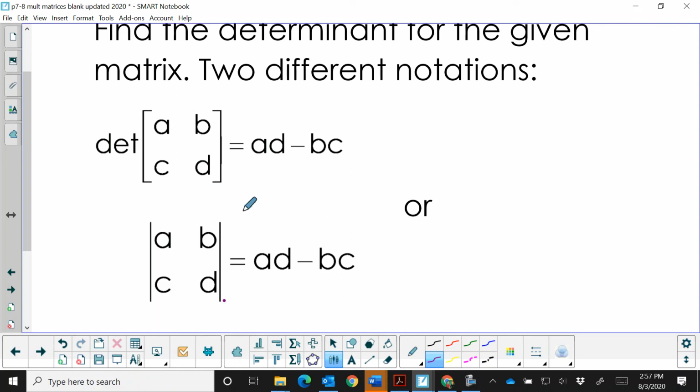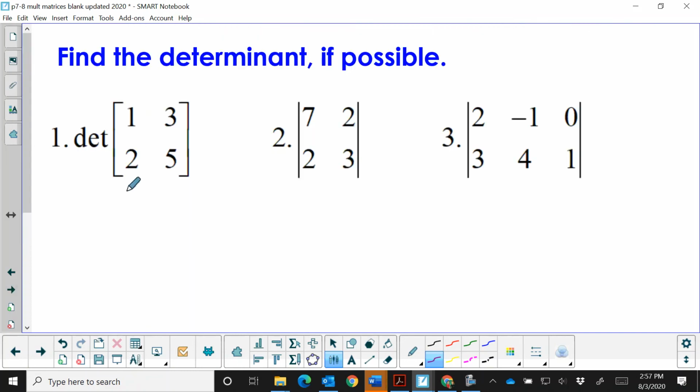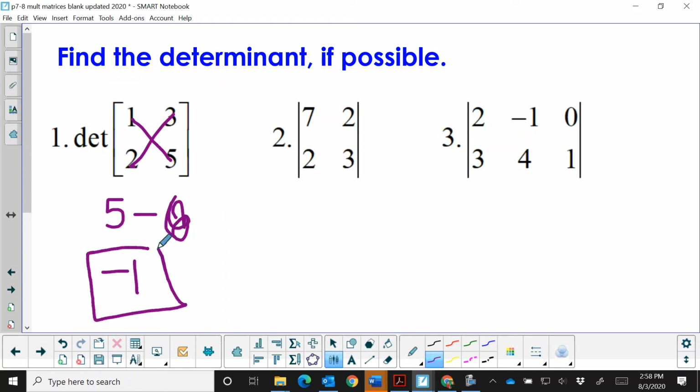So how do you find the determinant of a 2 by 2? It's very easy. You just take A times D. So you take this diagonal, A times D, and you subtract B times C. So either one, you do the same thing. So let's try to practice a couple. Okay, so I'm just going to take 1 times 5, which is 5, and I'm going to subtract the other diagonal, 3 times 2, which is 6. So 5 minus 6 is -1.